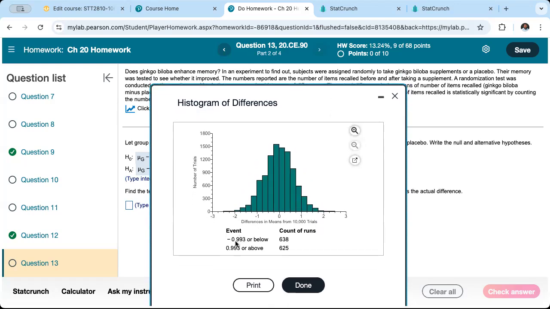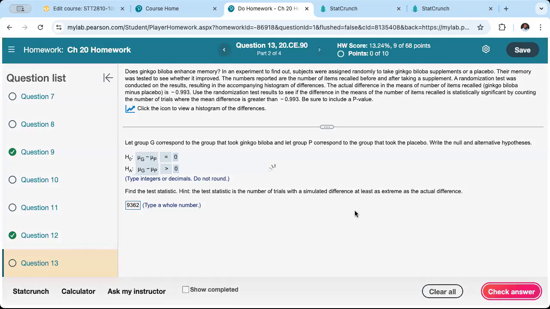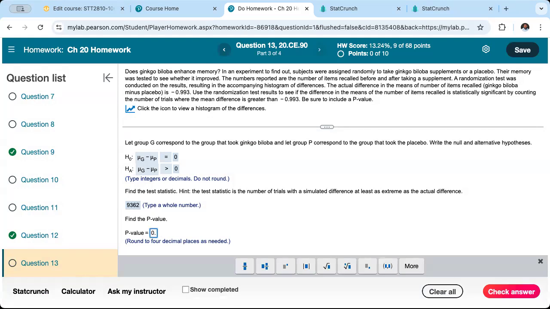Now here is what negative 0.993 or below is, not 638. So we want above negative 0.993 and we have 10,000 trials. So 10,000 minus this gives you the ones that are above. So you just need to put in that statistic here. So 9362. And then that gets it. So to get the p-value, it's just going to be 9362 divided by 10,000. So in my case, it's 0.9362.